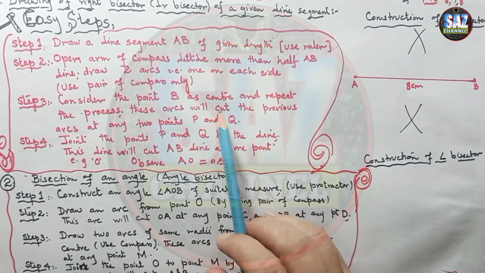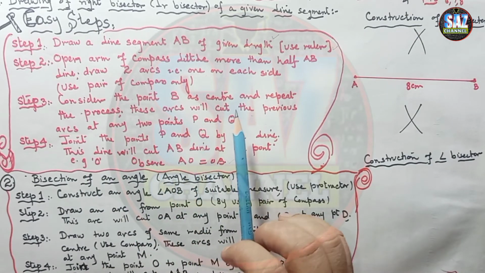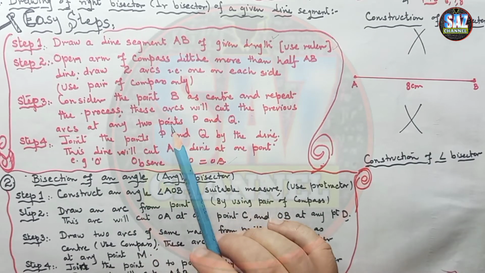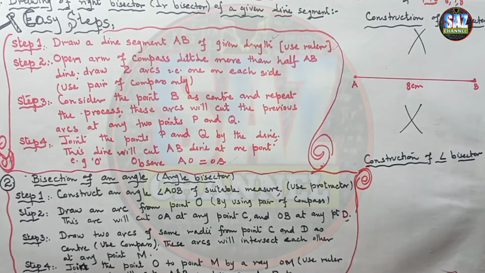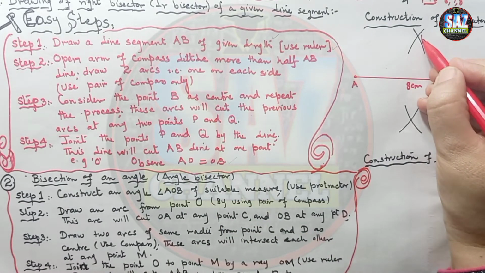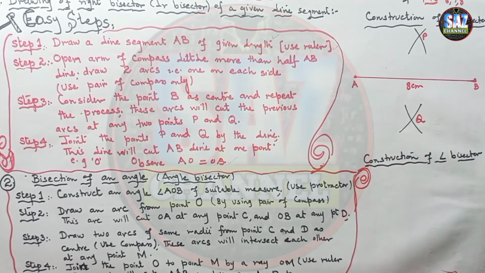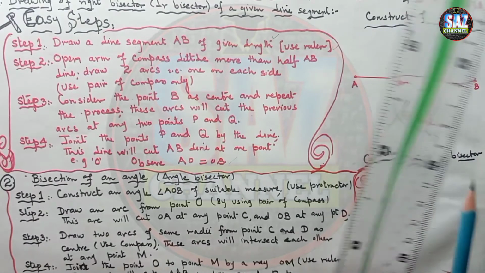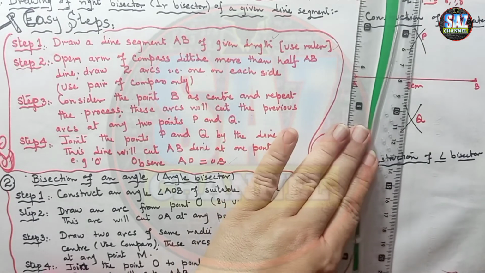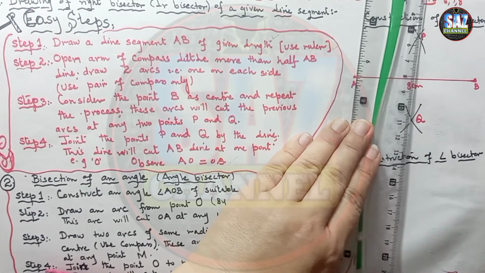Consider the point B as a center. Repeat the process. Arcs will cut the previous arcs at any 2 points. Suppose they are meeting at points P and Q. Now what I have to do is join these 2 points with the help of a ruler. Okay, let me join these 2 points with the help of a ruler.